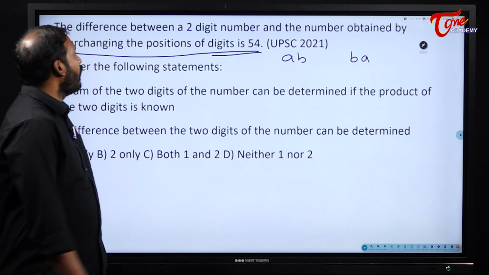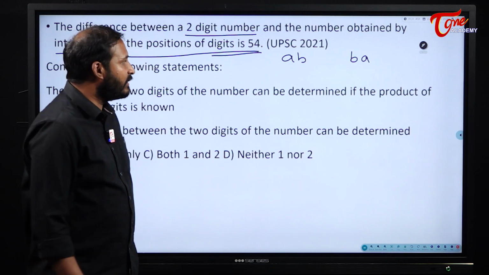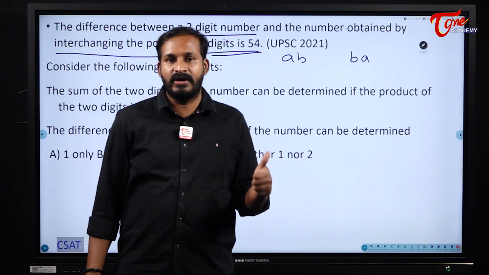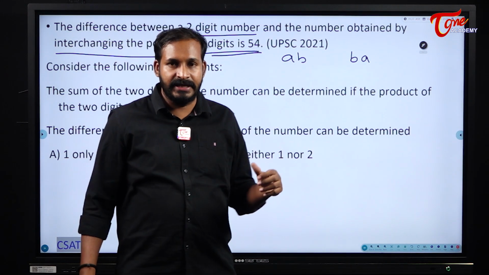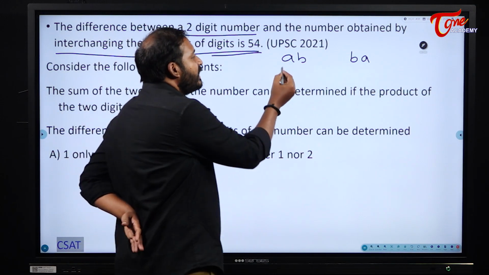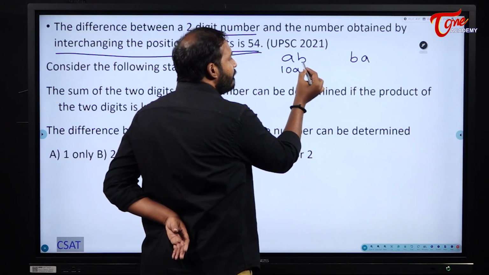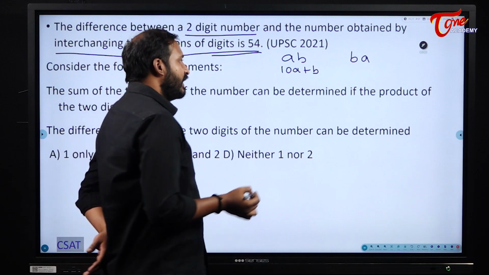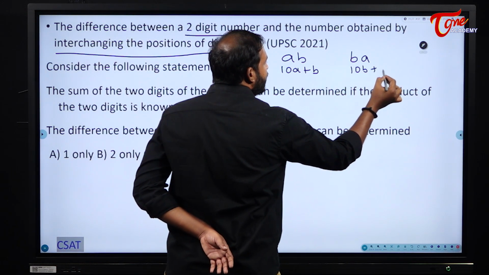Now what they are telling is the difference between the 2-digit number and the number after interchange. I told you in my first session itself, this is very, very important, students. When you generally assume, you can take it as AB and BA. But when you perform any mathematical operation, AB becomes 10A plus B, since A is in the tens position and B is in the ones position. Similarly, here it becomes 10B plus A.